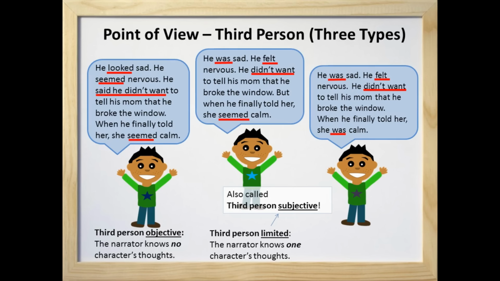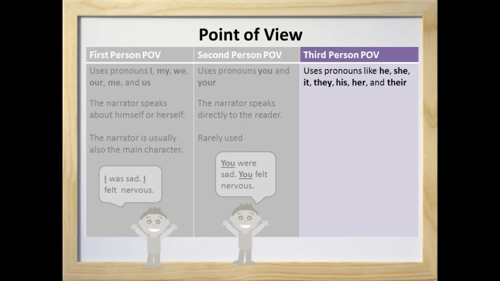Finally, our third narrator knows the thoughts of all characters, in this case both the boy and the mom. This is called third-person omniscient point of view. In this point of view, the narrator knows all characters' thoughts and opinions. Let's put this information into the table. So remember that all third-person point of view narrators use pronouns like he, she, it, they, his, her, and their.